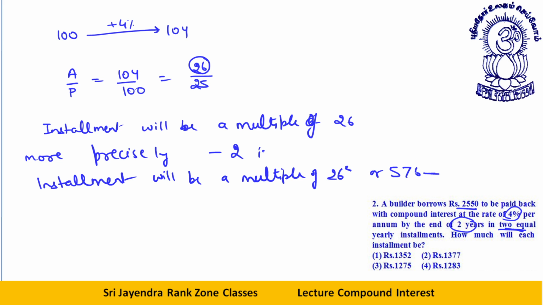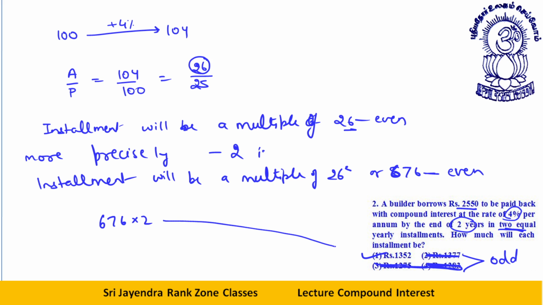And believe me students, there is something more convenient in this question. This number is even. Your answer, your multiple of 26, will have to be even. All these rubbish options are odd. These are automatically rejected. So this has to be your answer. Option 1. Okay. 26 square is actually 676. So this 676 into 2 gives you 1352, very easily demonstrated.